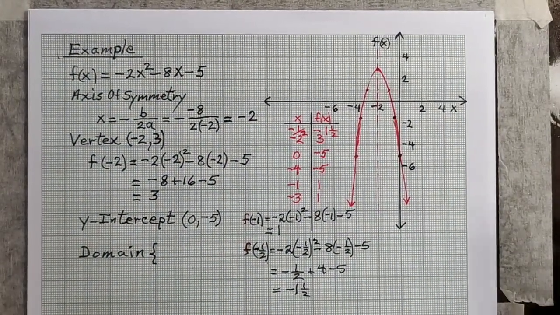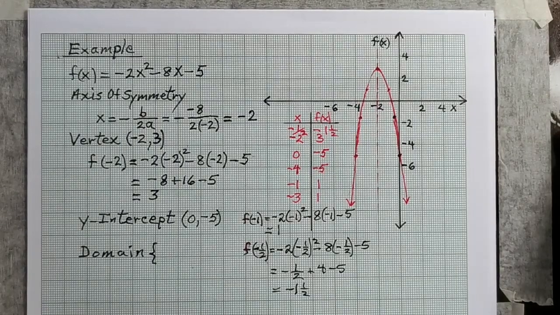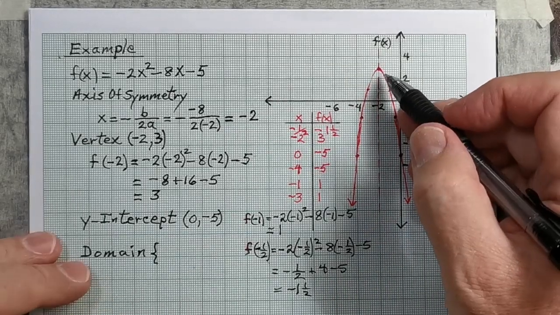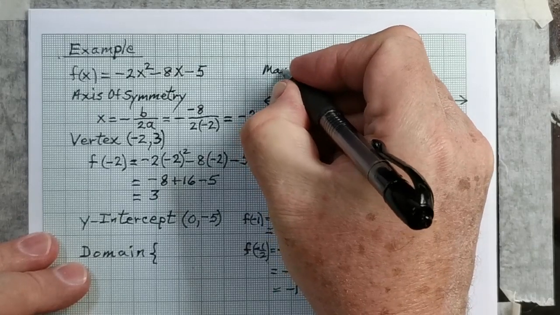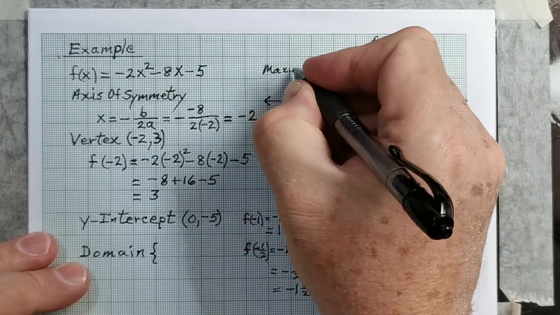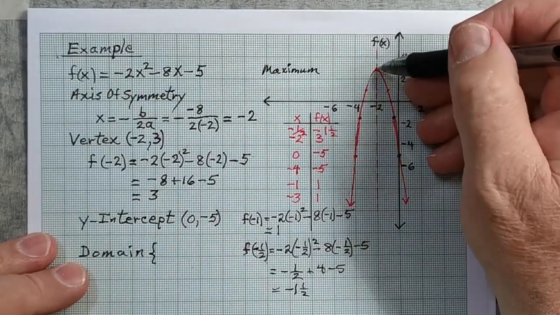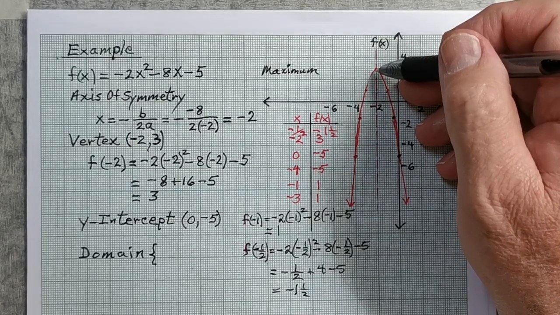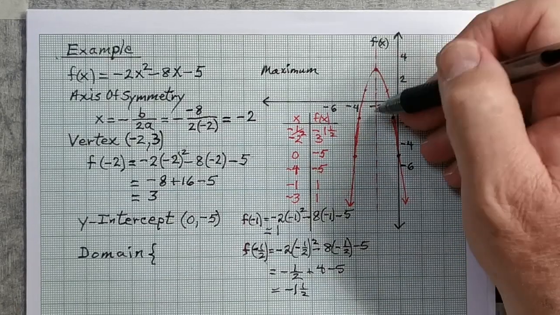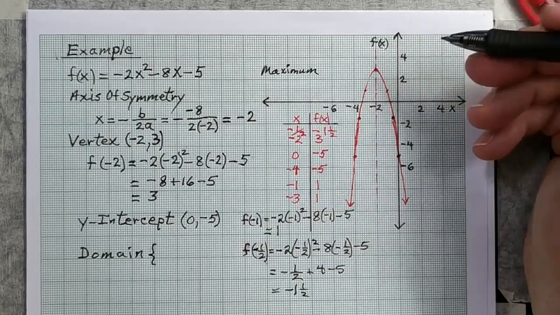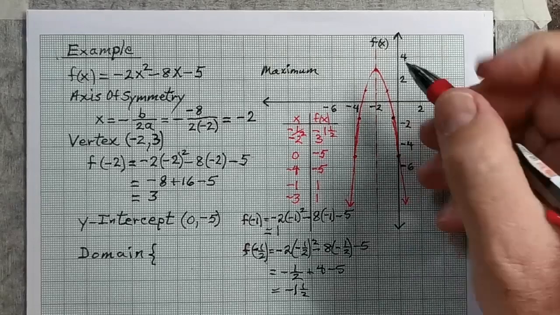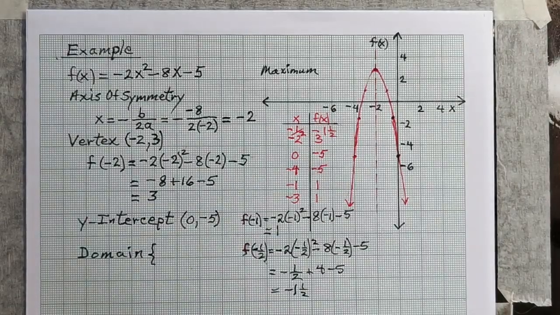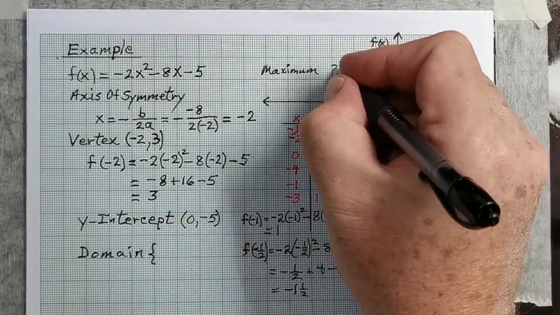Now, what other 2 things can we answer about this particular problem? Well, first off, we need to identify, is this a maximum or a minimum, the vertex? It is a maximum, so we write maximum. And what is the maximum value of this maximum? Well, the coordinates are negative 2, 3. So the maximum value is the y-coordinate. It's how far up you shift. So it's 3 units up. So the maximum is 3.